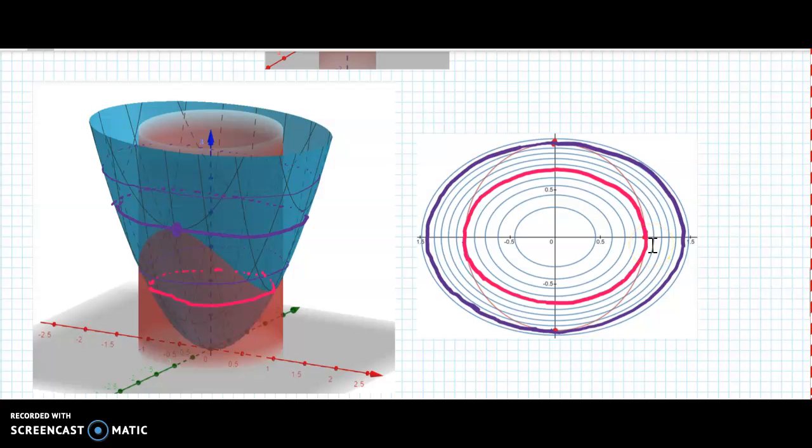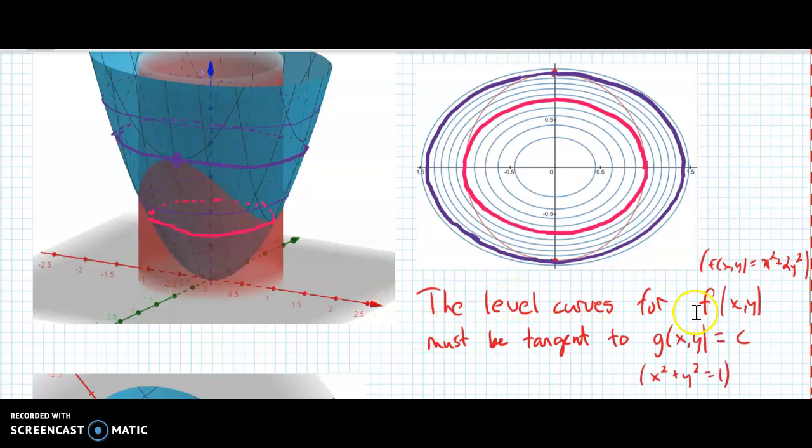What I want you to see is that that spot right there, if you look at the red line here, that, remember, is the unit circle, that's where those two are parallel, or where they're tangent. So, I'll write that down below. The level curves for f(x,y), in this case f(x,y) = x^2 + 2y^2, all of the little blue circles must be tangent to g(x,y) = c. g(x,y) = c is that x^2 + y^2 = 1.